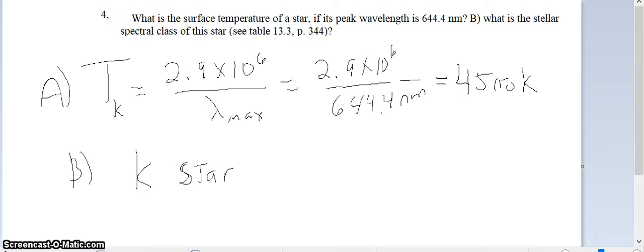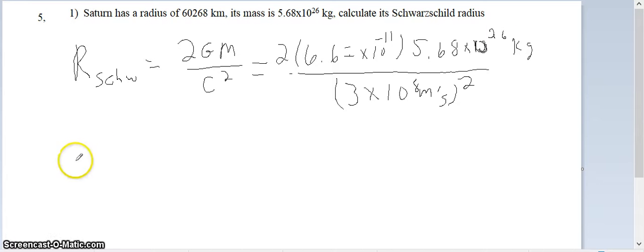All right, let's move on to number 5, and here's problem number 5. I forgot to erase that right there. Sorry. There, let's erase that little part. So it says Saturn has a radius, and they give us the radius of it, and its mass is 5.68 times 10 to the 26th kilograms. Find the Schwarzschild radius. And to remind you, the Schwarzschild radius is the size something is going to be if it's a black hole.